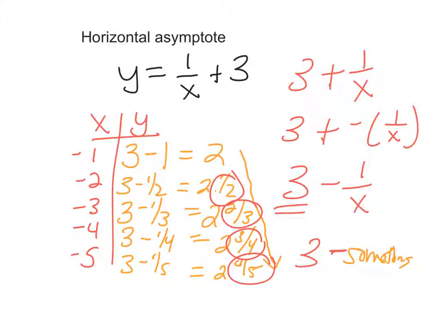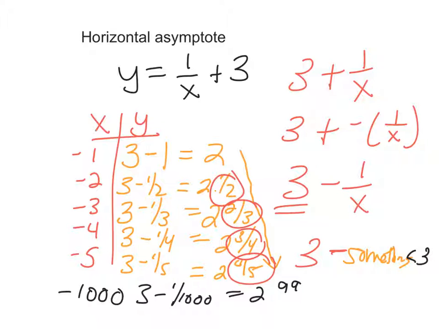Now, if we compare the number 3 to 3 with always subtracting something, that number 3 is always going to be bigger no matter what we subtract. Even if our x value is negative 1,000, we'd start at 3 and subtract 1/1000th, which would lead us to 2 and 999/1000ths. However, that number is still less than 3.